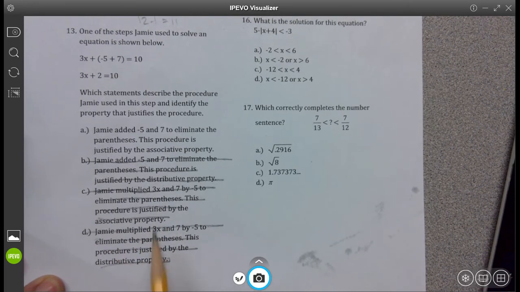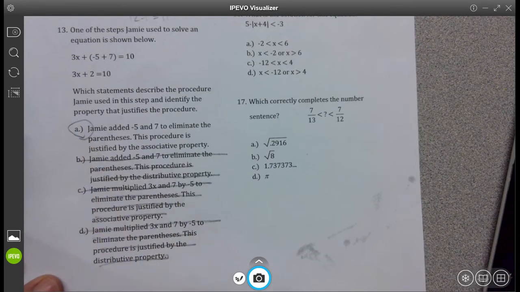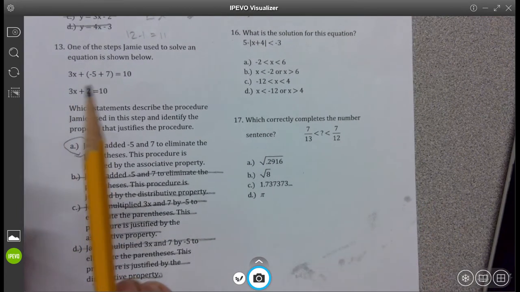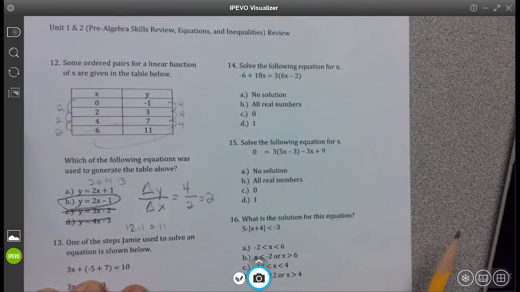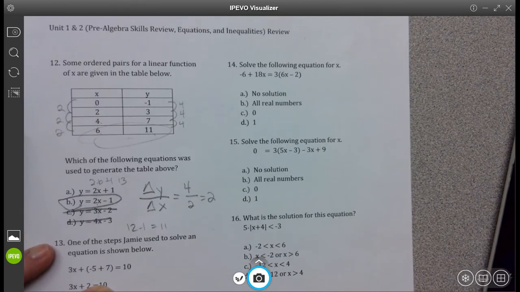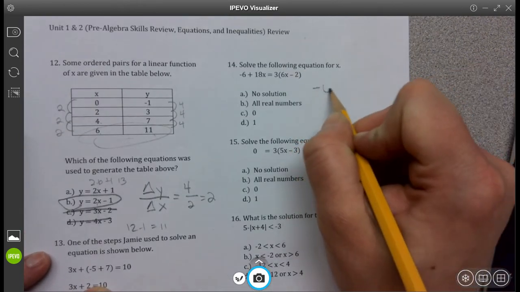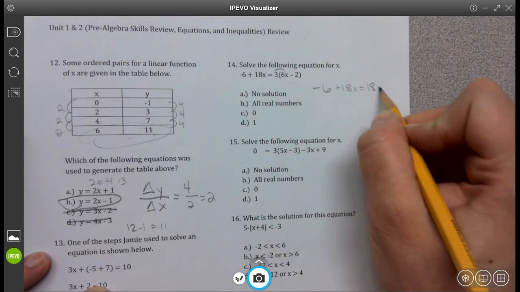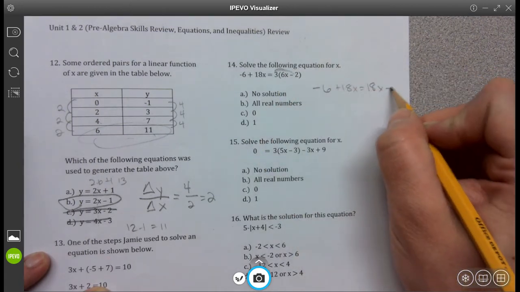No, she didn't multiply. So it is the associative property. They associate with specific groups. So yeah, we grouped them together. All right. Solve the following equation. Well, we have to simplify before we solve. So I need to distribute this 3 to the 6 and the 2 as well.